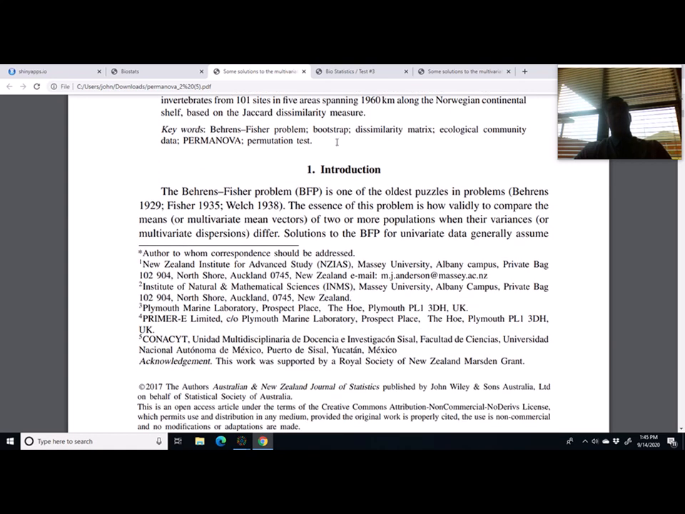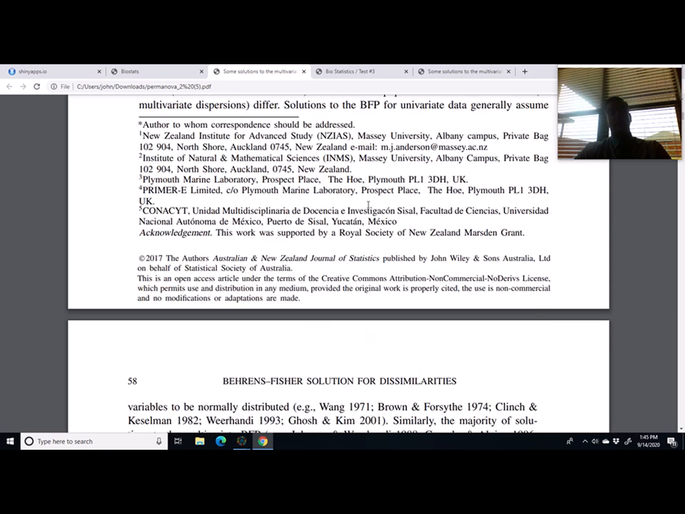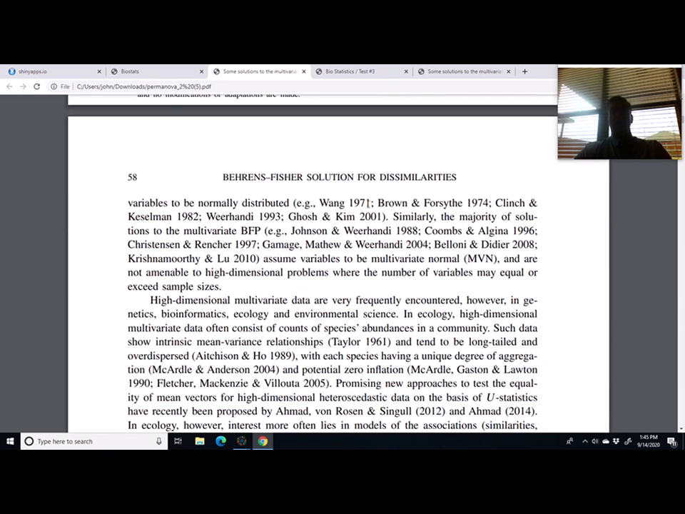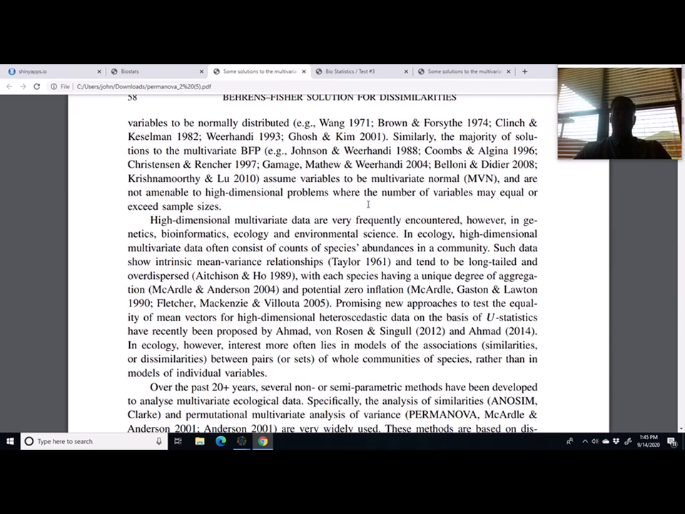They give you some nice historical background about what's going on here. And they mention how on some of the tests that you could use, you have to have multivariate normal distributions, or you have to have equality of dispersions, or you have to have the sample sizes being equal, or you have to have more observations than you have variates.